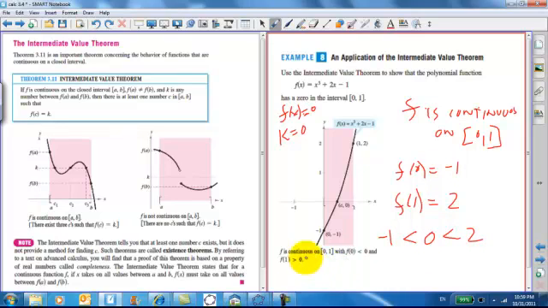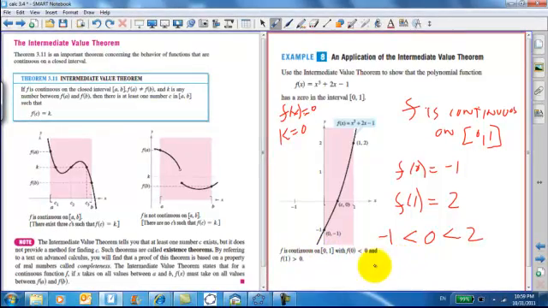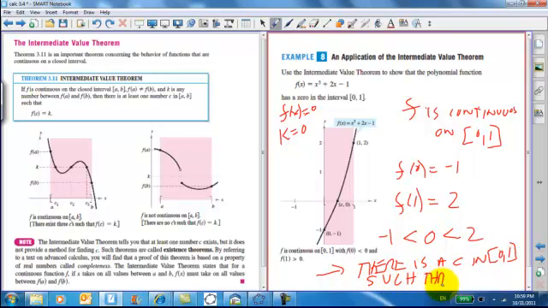So therefore, f is continuous on [0, 1], and we've got all the conditions here. So therefore, there is a c in this interval from 0 to 1 such that f of c will equal k. In this case, f of c equals 0.